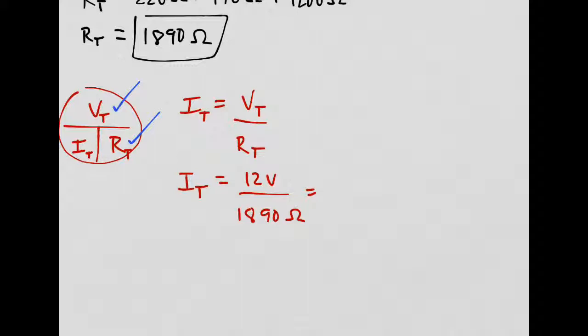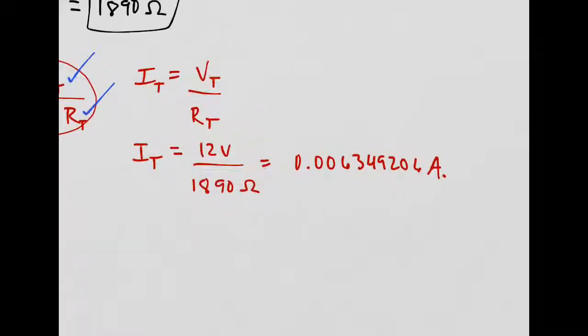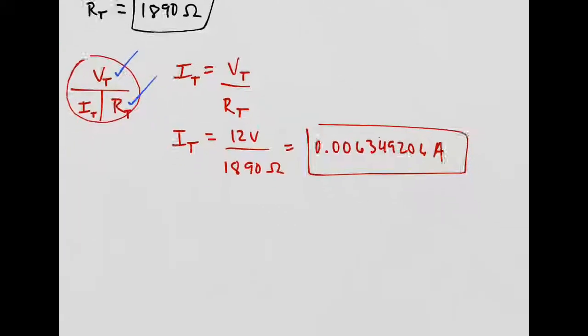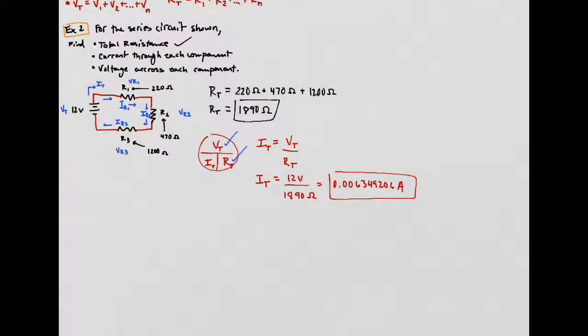So we get 0.006349206 amps. That's an amp. There we go. No period. Okay, cool. That's very, very small. Later on we'll use milliamps or kiloamps or whatever. So that's pretty nice.